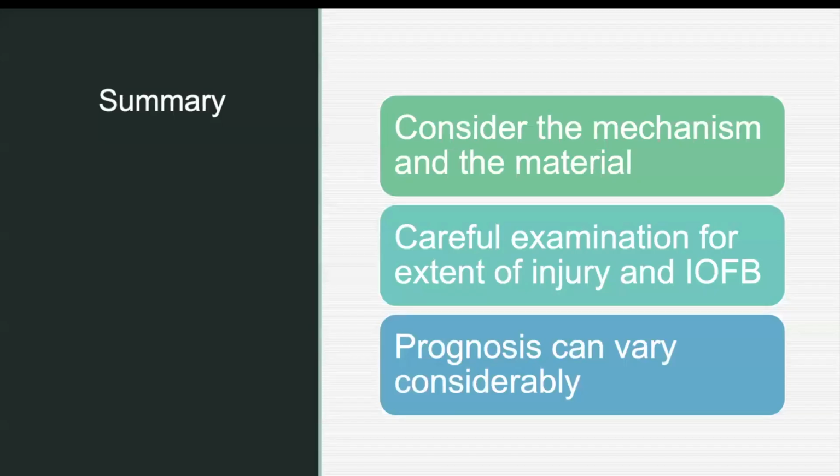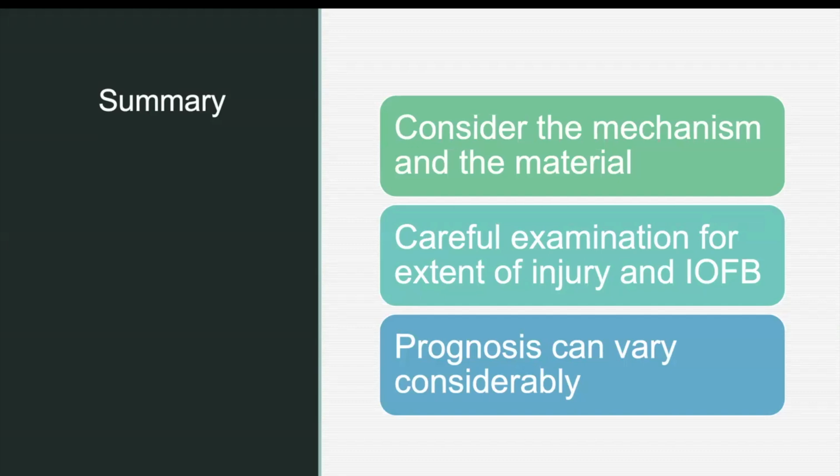So that brings us to the end of this session. Essentially, with penetrating injuries, the main takeaways are you want to know how it happened, the speed at which the injury happened, and what material it is. And if there is an intraocular foreign body, you want to be very careful with knowing where it is and what it is, and then the extent of the injury. So how big is the laceration? How do you want to close it?